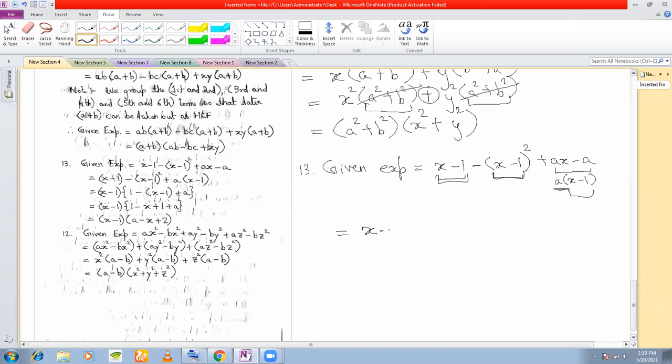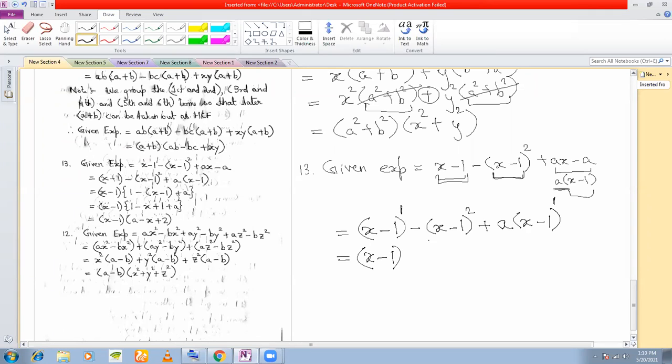First, I'll introduce a bracket here. x minus 1 in the bracket, the first two terms, minus (x minus 1) whole square as it is, plus, and from these two I take out a. I'm left with x minus 1. Now I have x minus 1 throughout, so I'll take out the lower power of x minus 1. 1 is the lower power, so I take out x minus 1.